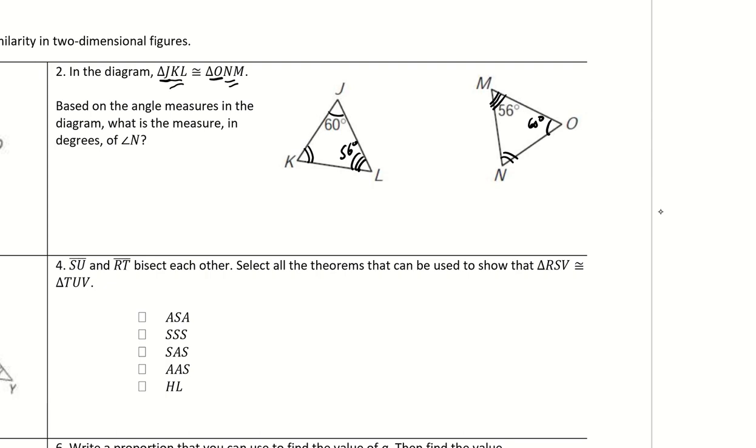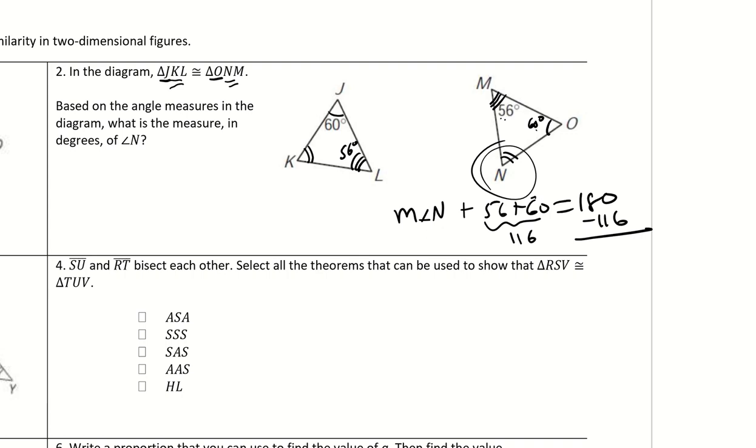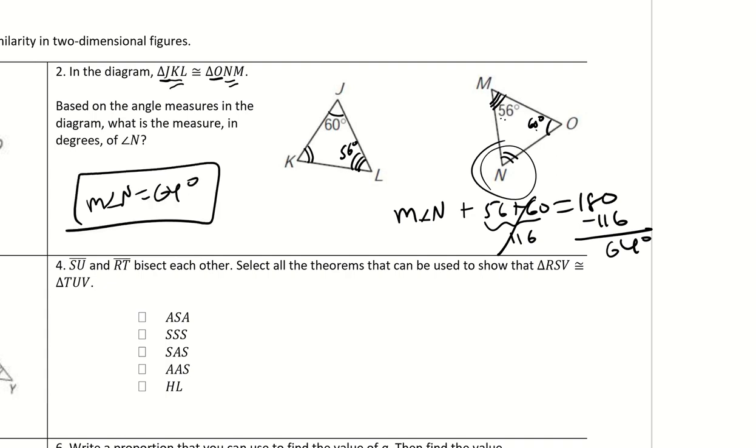And we're looking for angle N here, right? So we know that angle N and these two angles add up to 180 because it's a triangle. And so this here is 116. And so I'm going to subtract 116 from both sides to get 64 degrees. So the measure of angle N equals 64.